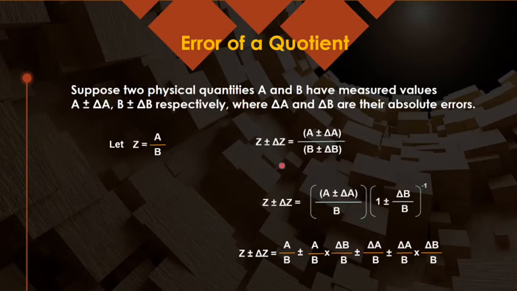Now you get Z equals A upon B, and Z plus minus delta Z. When you write it, you have to write A plus minus delta A divided by B plus minus delta B. Then I can write A plus minus delta A in the numerator simply, and in the denominator I have taken B out. When you take B out, you get 1 plus minus delta B upon B. Now I can write this as 1 plus minus delta B upon B, whole power minus 1.